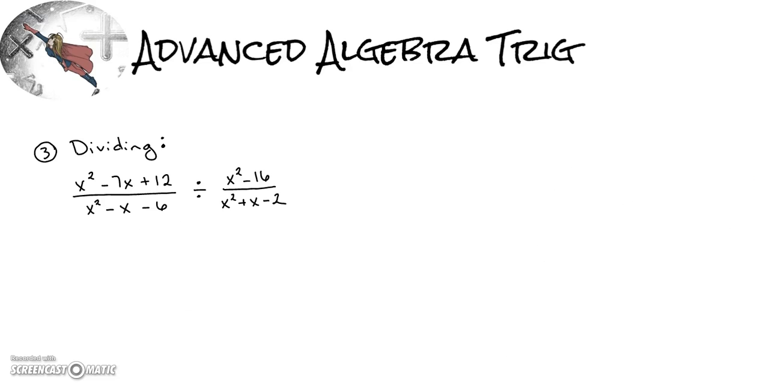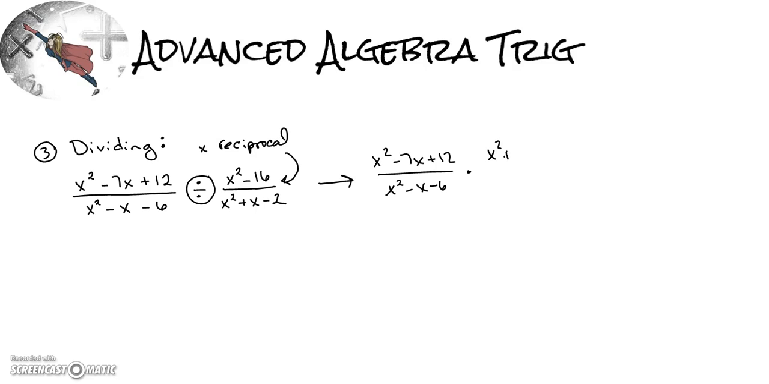Now the final example I've picked out is a dividing example. So the first thing is to change this division. You're going to times by the reciprocal instead, the reciprocal of this part. So I'm going to just rewrite that problem. The whole thing is going to become x squared minus 7x plus 12 over x squared minus x minus 6, times x squared plus x minus 2 over x squared minus 16.